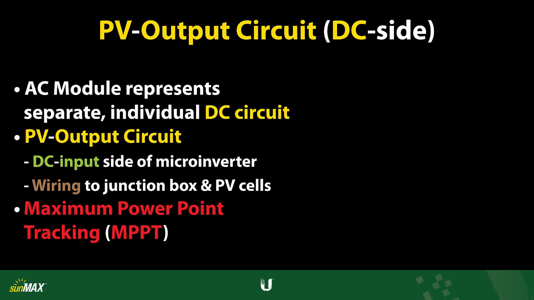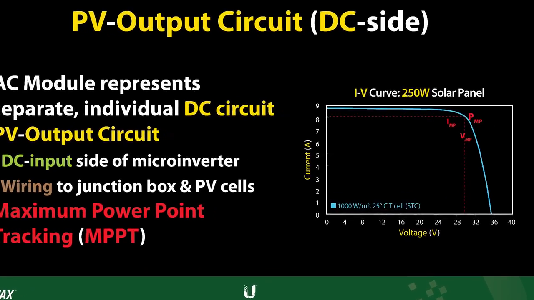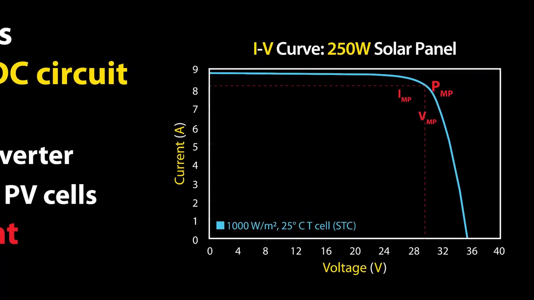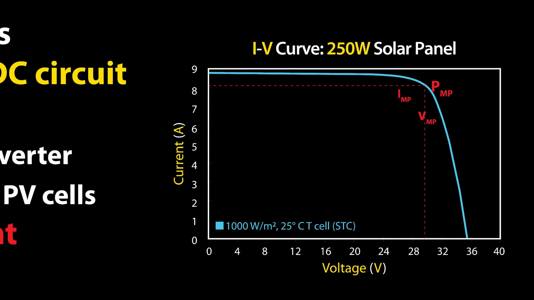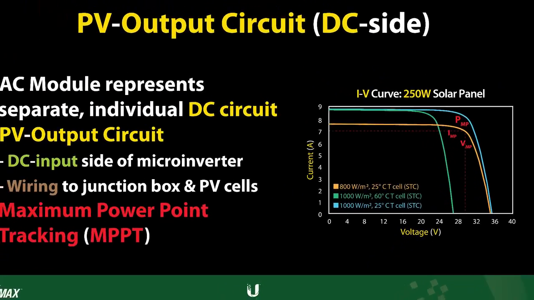Maximum power point tracking technology allows the SunMax microinverter to identify the optimum DC voltage and current in order to operate at peak AC power output, despite variance in temperature and irradiance throughout the day.